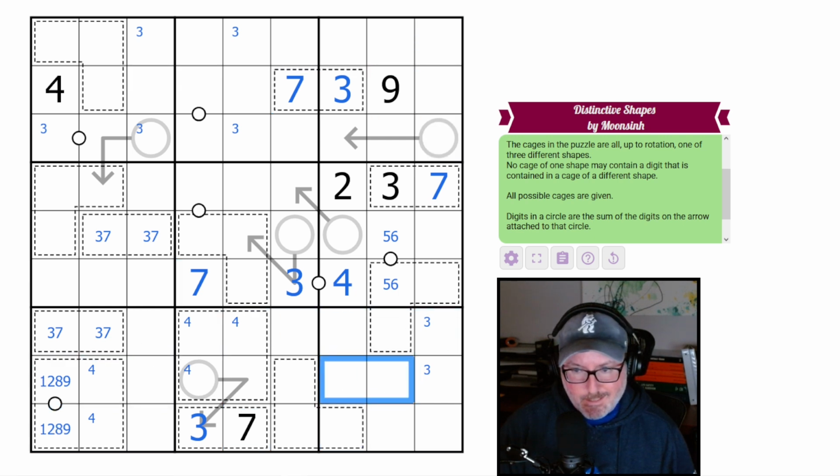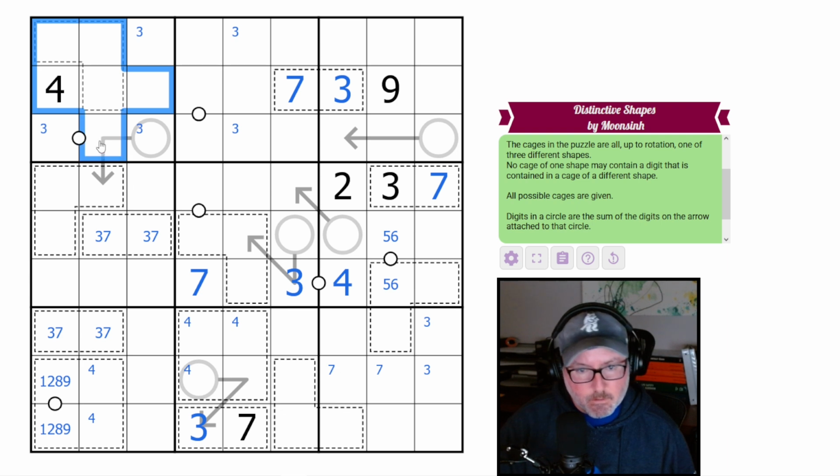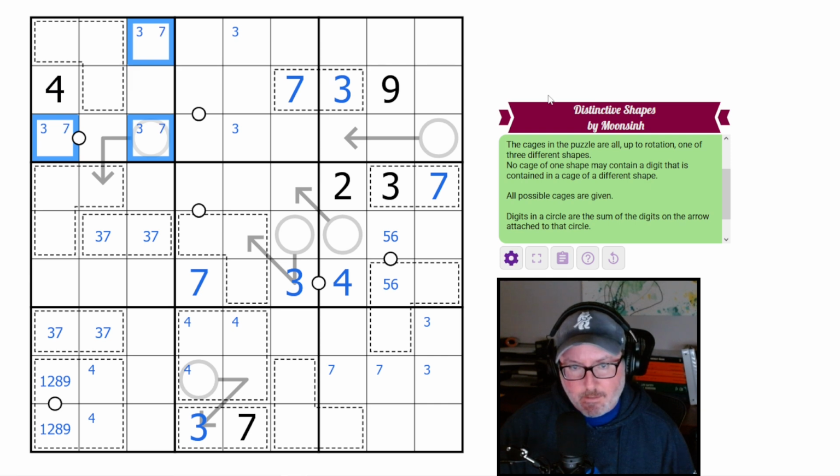So one of these is 7. Anything else here that's of use? None of those can be 7s. This can't be 7. Okay. So it's a similar situation with the 3. One of these is a 7.